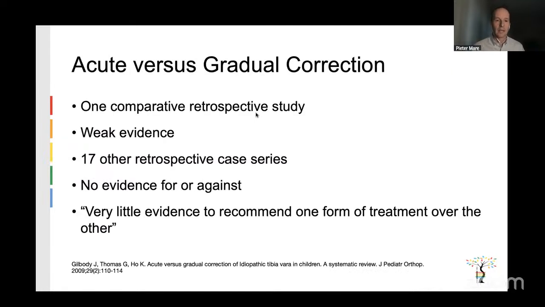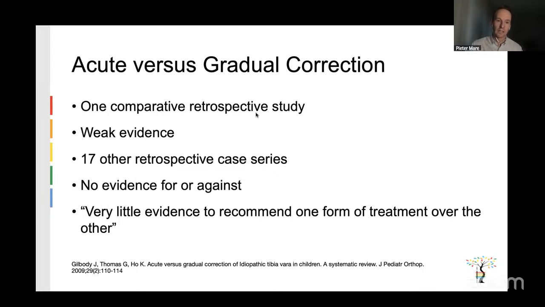What does the evidence show? Basically, there's very little evidence to recommend one form of treatment over the other. However, there was one study that showed better correction of procurvatum. And I do think that's true, because when we do acute correction, that's probably the one thing that we leave behind. It's very difficult to assess that clinically on the table and to make sure that you do that well. So I really believe that.